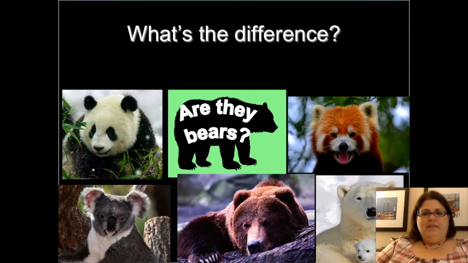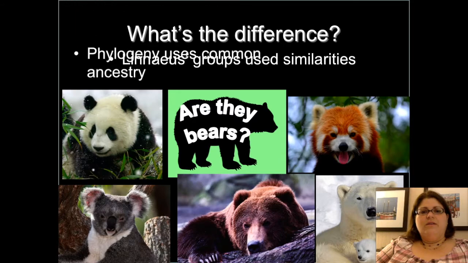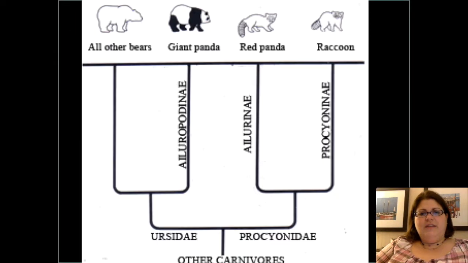And if we think about the difference, when we have these 5 animals traditionally known as bears, we have the panda bear, the red panda, the koala bear, the brown bear, maybe grizzly, and the polar bear. In Linnaeus' time, they all would have just been bears. Thanks to phylogeny, we now know that some are bears, some aren't, and we can see who's more closely related. So according to phylogeny, we can see that the red panda is actually a raccoon, or related to raccoon anyway.